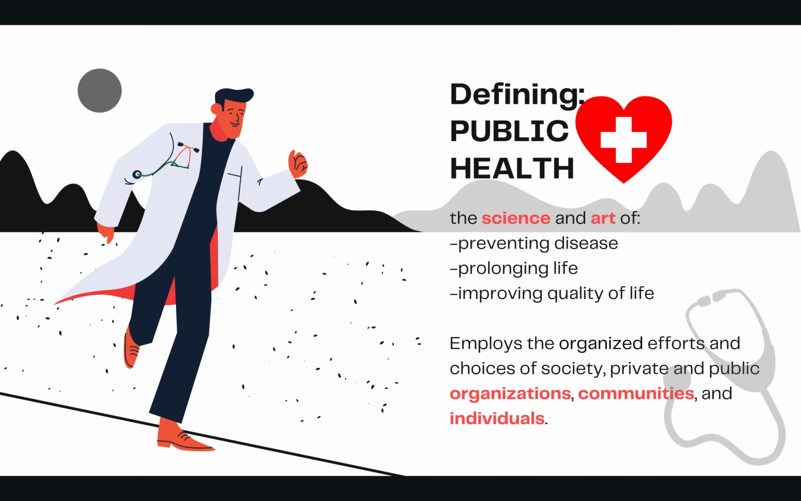Defining public health. Public health is the science and art of preventing disease, prolonging life, and improving quality of life. It is the organized efforts and choices of society, private and public entities, communities, and individuals. Think of public health as the healthcare professionals, hospitals, clinics, government agencies. It is all of the people and places that work towards improving the welfare of a population.